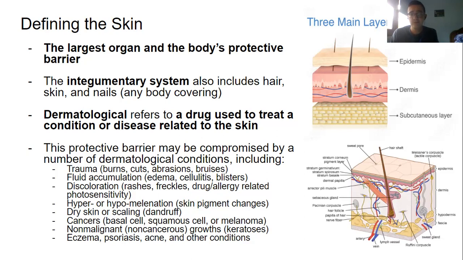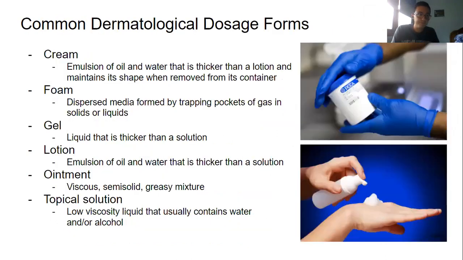That's basal cell, squamous cell, or melanoma. So those skin cancers are very, very dangerous. We also have non-malignant, non-cancerous growths in the skin. So those are like keratoses and skin tags, things like that. And we also have your run-of-the-mill skin conditions that might be related to an overactive inflammatory or immune system response. And that includes eczema, psoriasis, acne, and other conditions.